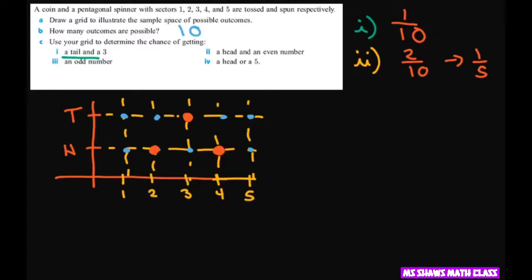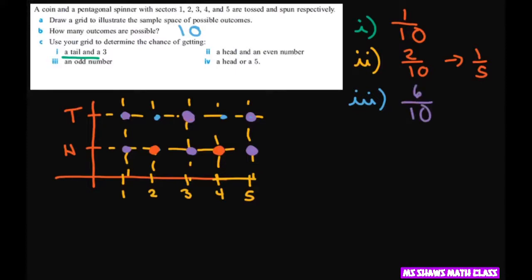And then for 3, an odd number. So for odd numbers, I'm going to try to change the color here. Odd numbers, we have 1, 2, 3, 4, 5, 6. So you just count that, so that'd be 6 out of 10.